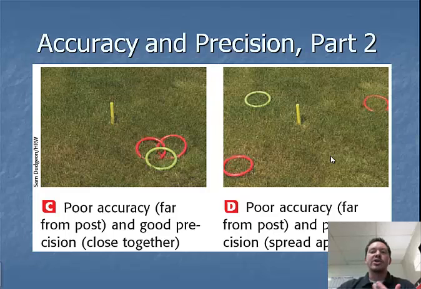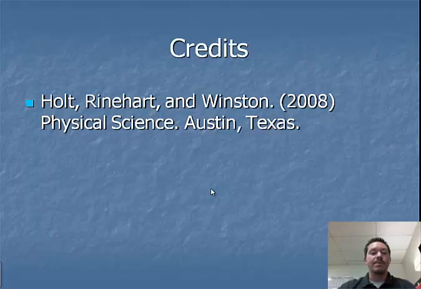We apply this to graphing by looking at our data points when we start graphing them and seeing how close they are to the expected value. So that's all in this video.